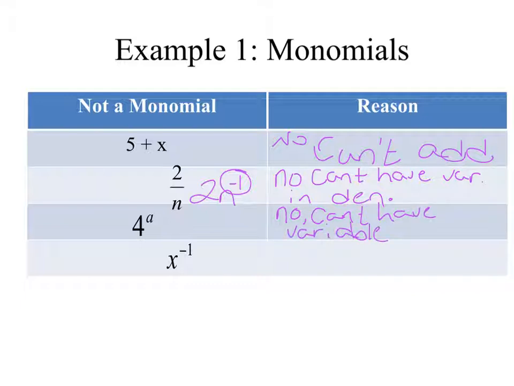And the reason we can't have variable exponents is that variable could stand for anything. So it could in fact be a fraction exponent or a negative exponent, and we wouldn't be able to tell, we wouldn't know. So therefore we get rid of all variable exponents. And this last one, x to the negative 1, obviously that is a no as well, because we know already that we can't have negative exponents.